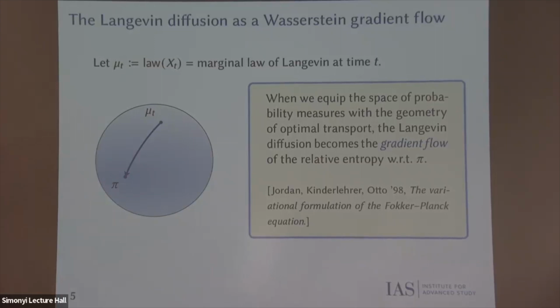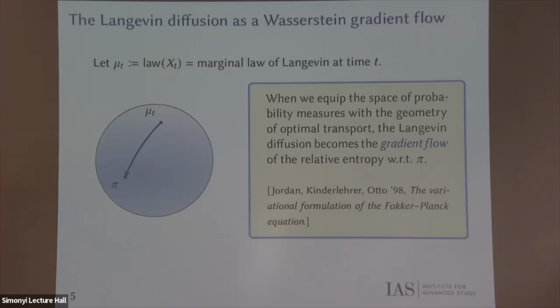Now, it turns out that if you take the space of all probability measures and you equip it with a certain geometric structure, then it's almost like a Riemannian manifold. This geometric structure comes from the theory of optimal transport due to Monge, Kantorovich, and others. It also gives rise to what's called the Wasserstein distance. And if you take this geometry over the space of probability measures and you follow the gradient flow of a certain functional on this space, and this functional is the relative entropy with respect to the distribution pi, then this gradient flow is exactly describing the evolution of the marginal distribution of the Langevin diffusion.